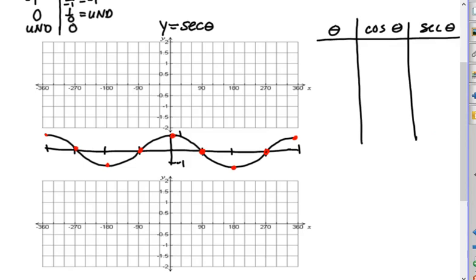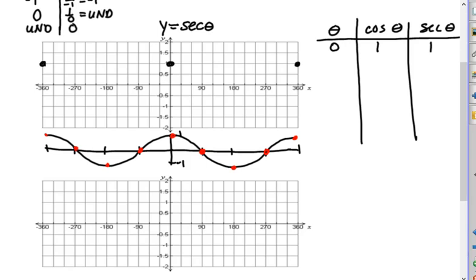So let's think about it at 0. At 0, cosine of 0 is 1. So secant is also going to be 1 because 1 is a reciprocal of itself. Okay, so we have a point right here. So any place where cosine is 1, secant is going to be 1.